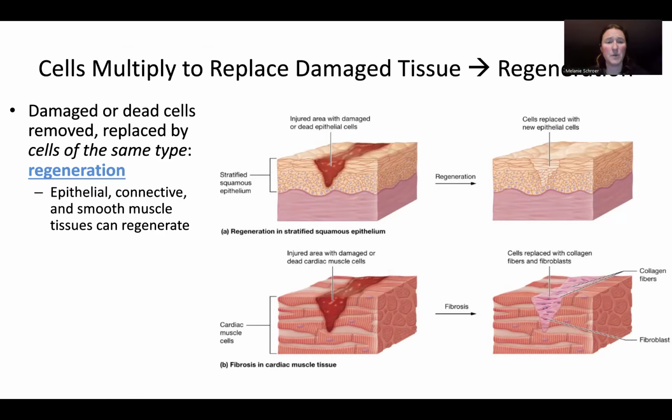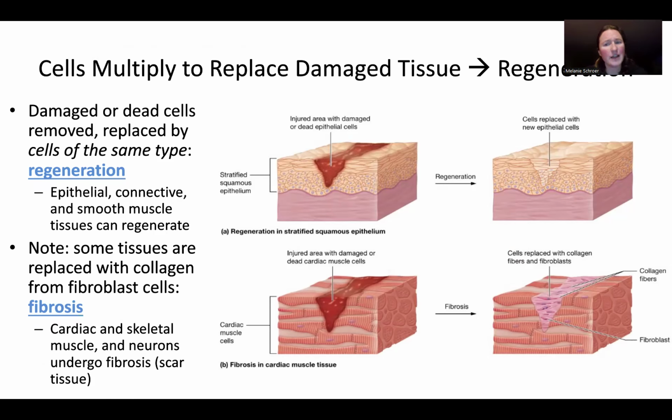And this is something that's only seen in epithelial tissues, connective tissues, and smooth muscle tissue. So the tissue that wraps around a lot of the tubes in our body, so our digestive tract, for example. On the other hand, not every tissue can regenerate, unfortunately. For example, this is our cardiac muscles. These are cardiomyocytes. This is what allows our heart to contract and ultimately pump blood out of the heart and throughout our body.